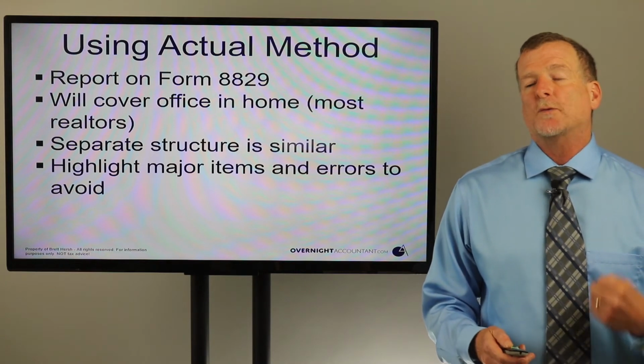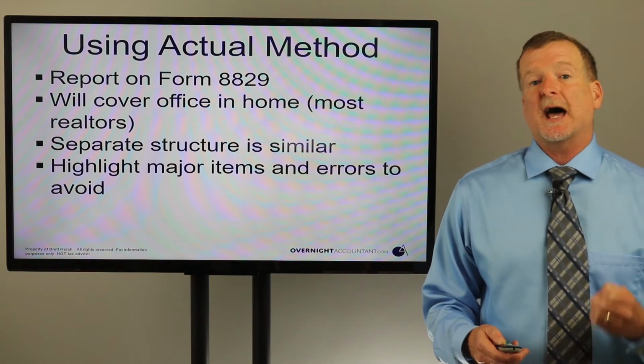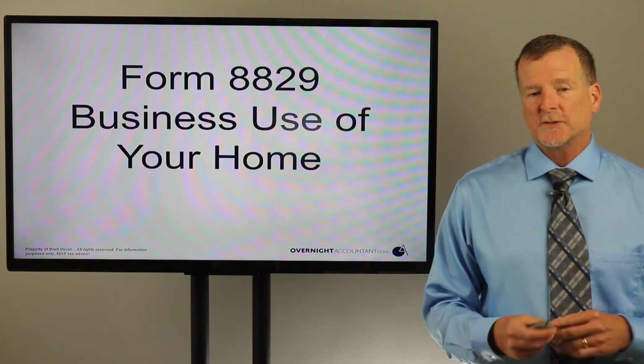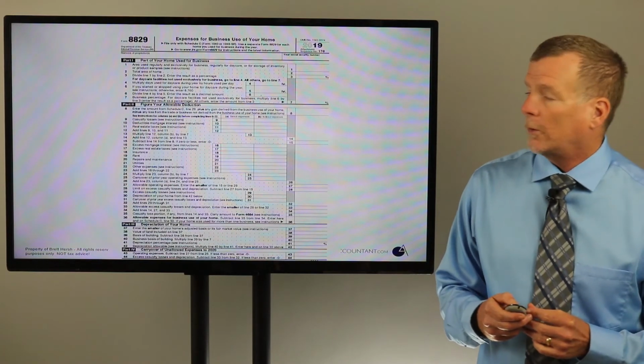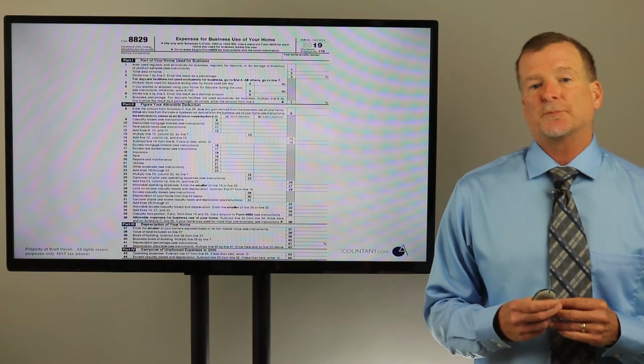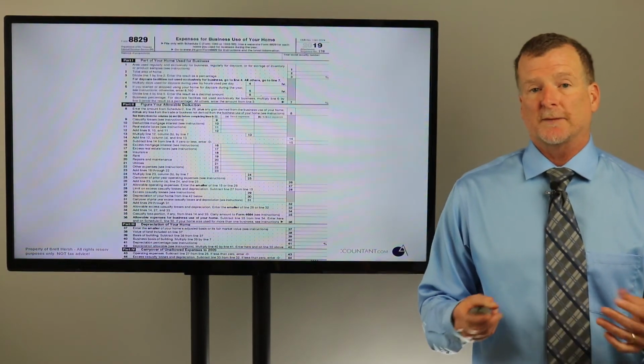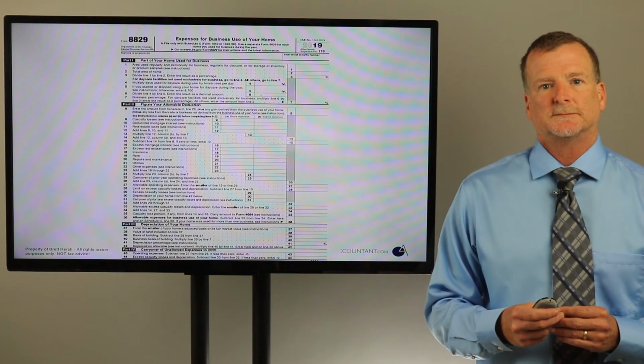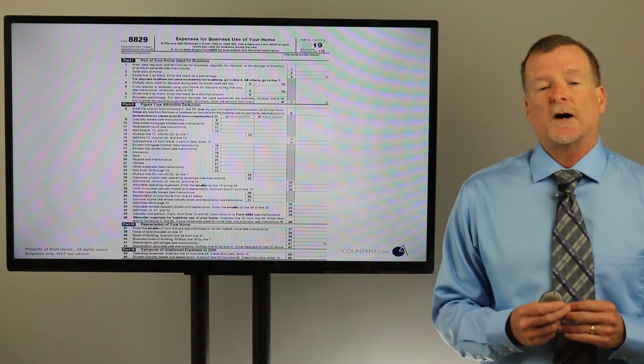I want you to know what you're doing, how to take the deduction, and how to minimize the chances you're going to get in trouble. So here's Form 8829, Business Use of Your Home. You want to go to your resource section and print this out so you can follow along. Please feel free to pause me right now, go ahead and print it out, and you can follow along with what we're doing.